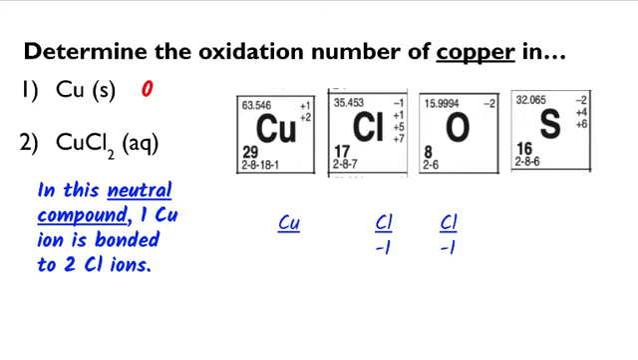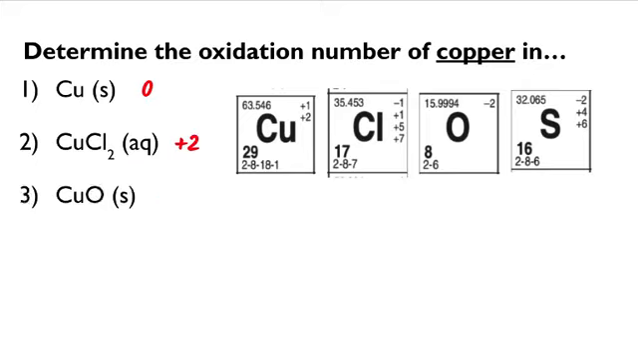So if the 2 chlorine ions in CuCl2 both have oxidation states of -1, that means copper in this neutral compound must have an oxidation state of +2 in order to cancel out the 2 negative charges from the chlorine. So I have copper with an oxidation number of +2, and I had to figure that out by thinking about what copper was bonded to, what the oxidation number of that element was, and then what the oxidation number of copper needed to be to get the net charge to be 0. Number 3, copper oxide, CuO.